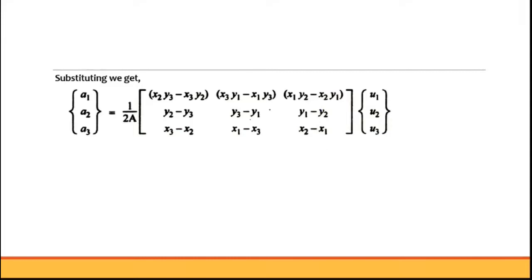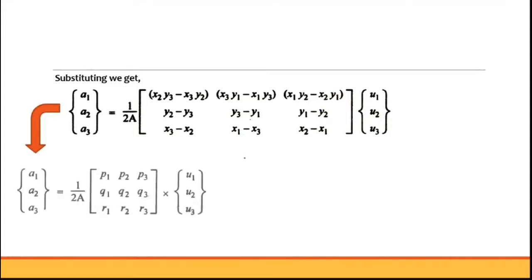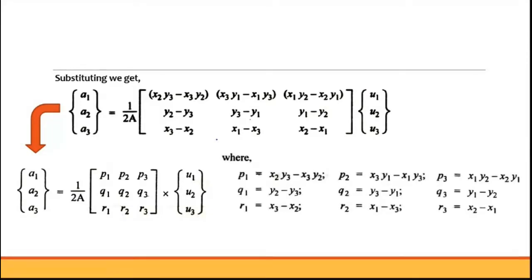Since it is very complicated, I will give new names: P1, P2, P3, Q1, Q2, Q3, and R1, R2, R3. In some books the notation will be different, but the concept is the same. It is always relating to your coordinate points. What is P1, P2, P3? That is what this equation gives: x2 y3 minus x3 y2. Similarly, Q1 is y2 minus y3. So these are the terms.